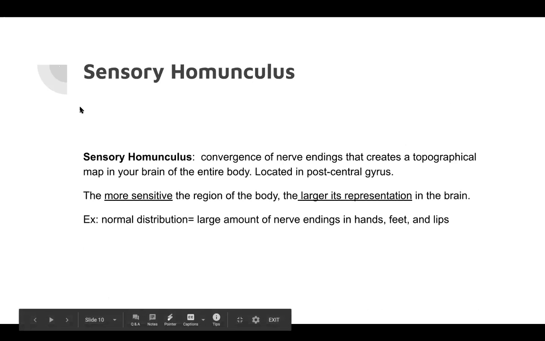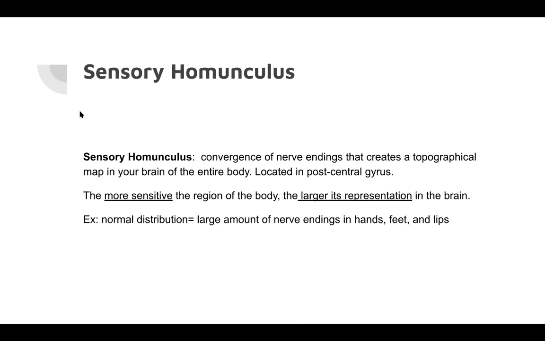Sensory homunculus. I learned from Noel that homunculus, by definition, actually means a malformed person, and you'll see in a few slides why that is. The sensory homunculus is a topographical map in your brain of the entire body. It's like the virtual body in your brain. It's located in your postcentral gyrus, and the more sensitive the region of the body, the larger its representation.